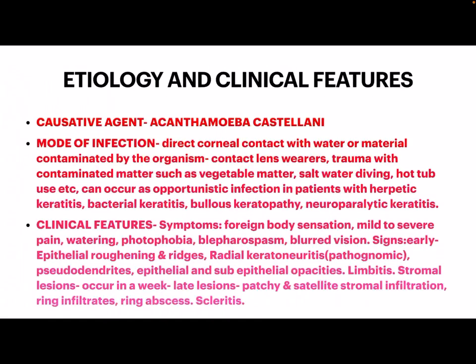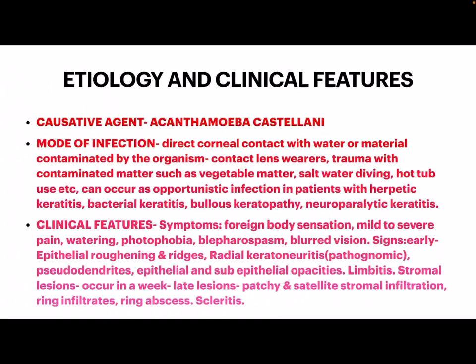Then pseudodendrites. So we already saw dendritic ulcers in herpes simplex. So here what we see is something called pseudodendrites because they look very similar, but it is not the real dendritic ulcer that is seen in herpes keratitis. This is different. This is pseudodendritis. Then there are epithelial and subepithelial lesions or opacities. Then there is inflammation of the limbus, limbitis.